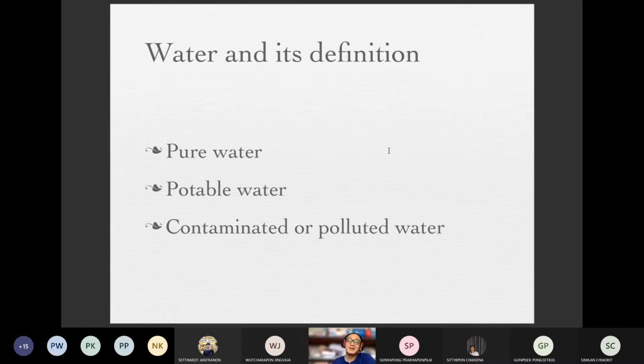Okay. Contaminated water and polluted water follow the same definitions as contaminants and pollutants. Polluted water means water with pollutants or with contaminants. So with this, we have to remove them all from the water before releasing it to the environment again. Contaminated or polluted water somehow refers to wastewater. Okay, so these are the definitions of water.